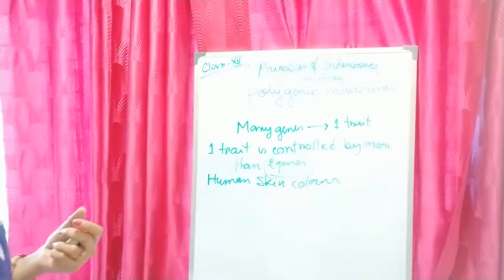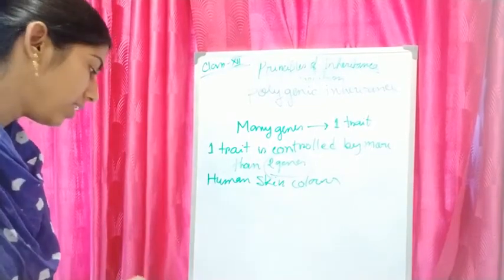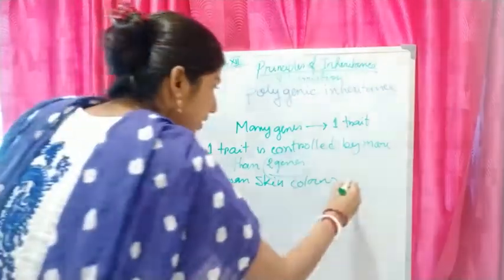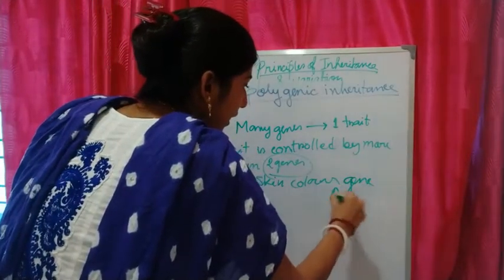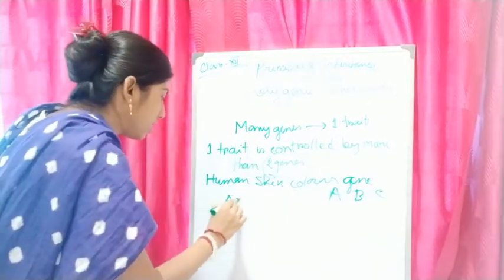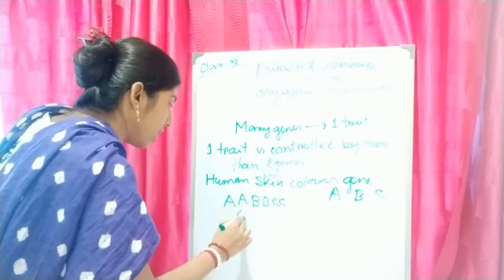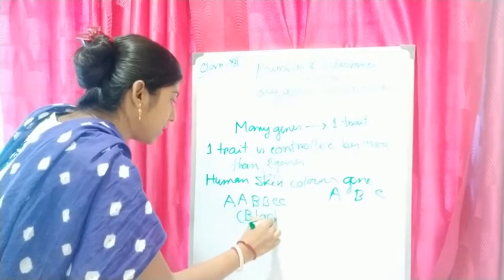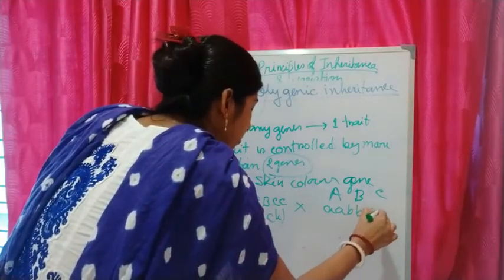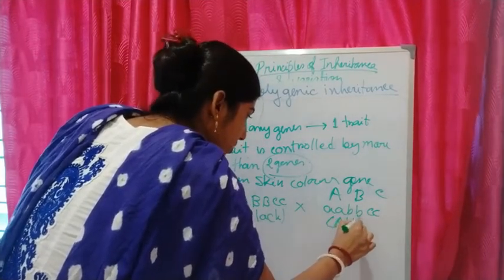How? In the case of human skin color, this polygenic inheritance can be seen. So the human skin color genes are A, B, C. Now this is the condition, capital A, capital A, capital B, capital B, capital C, capital C. It is expressing the black skin color. Now small a, small a, small b, small b, small c, small c. It is expressing the albino skin color.